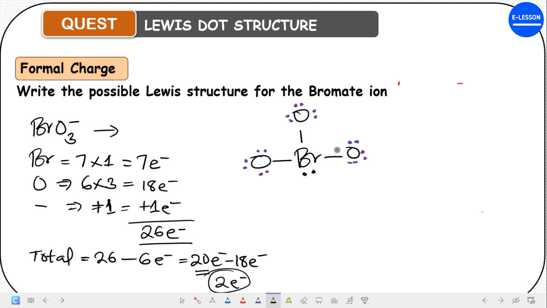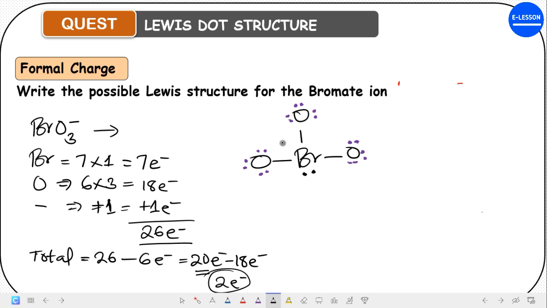Because you don't know where the minus is coming from, or where the minus will be. Are you getting it now? This negative charge, you don't know where it will be. Now, how do we know where the negative charge will be? It is the idea of formal charges.